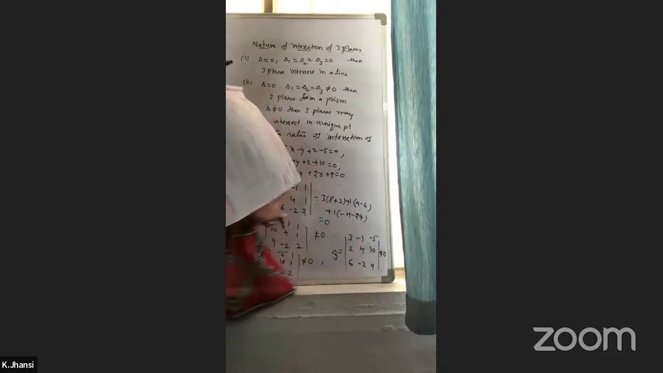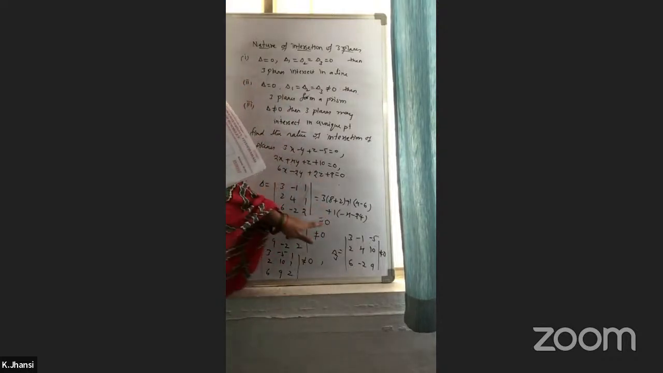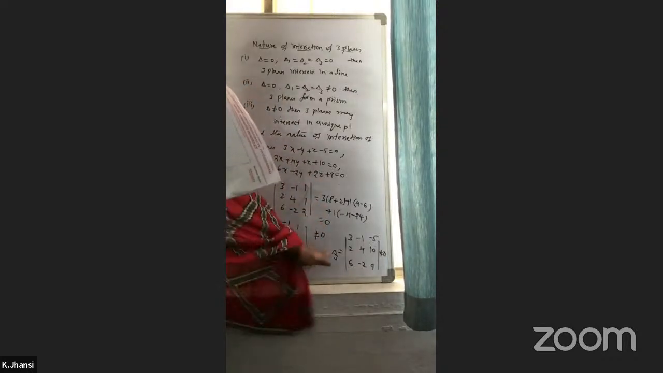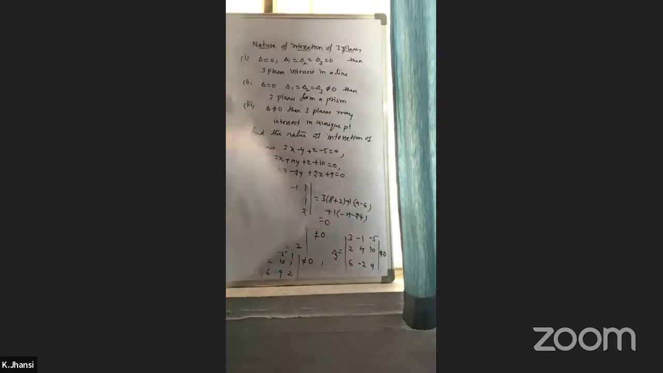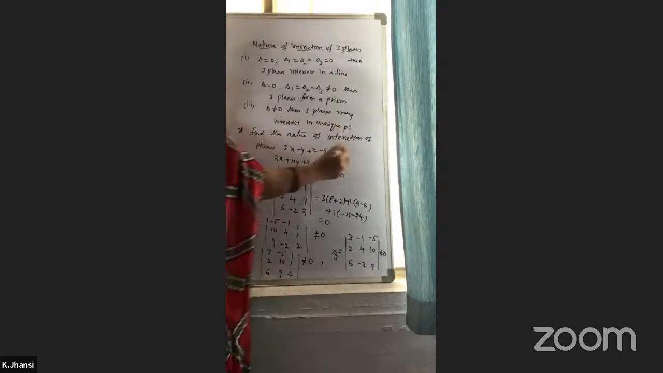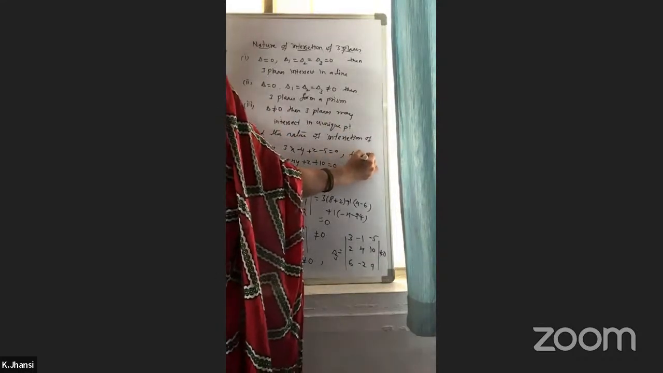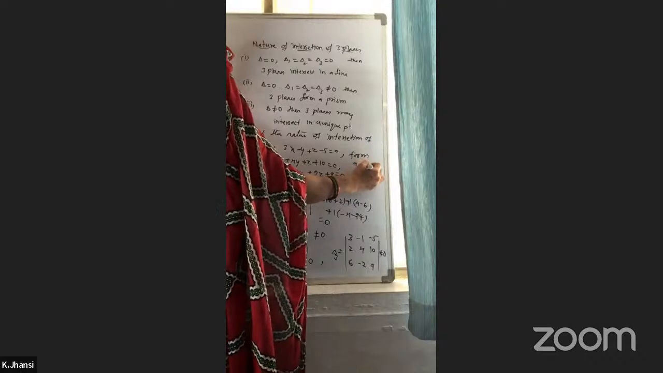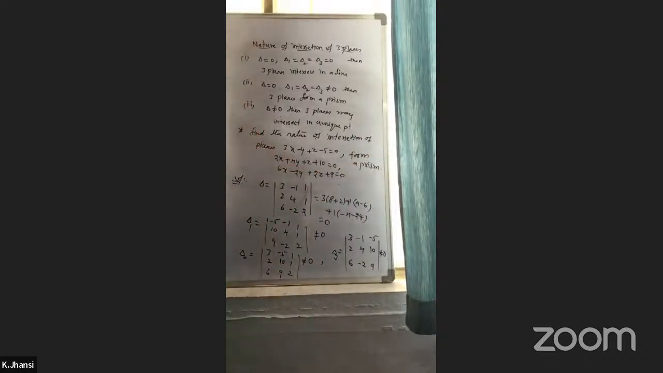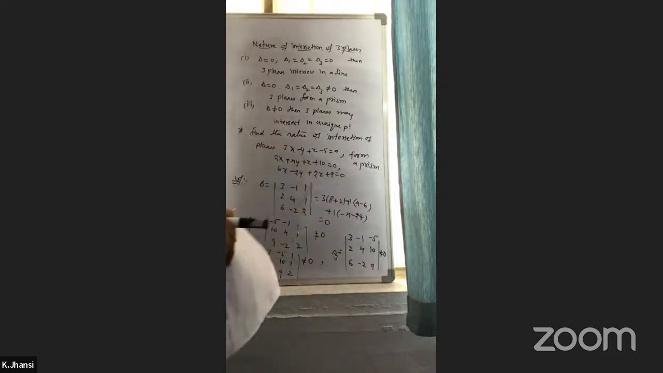So this is the second condition. The lambda value we have got is 0, and the lambda 1, lambda 2, lambda 3 values you are getting are not equal to 0. So these planes form a prism here. At last you write that they form a prism. Try to solve the answers yourself. That is fine.